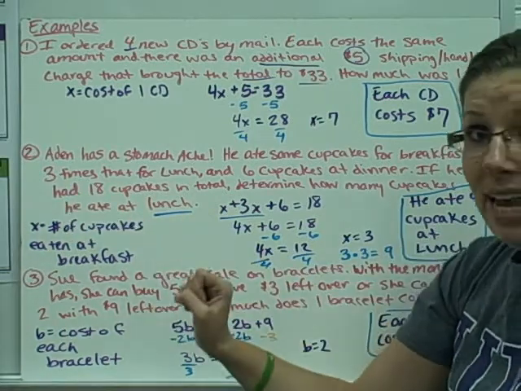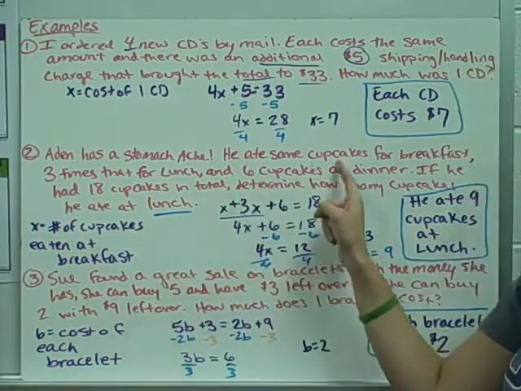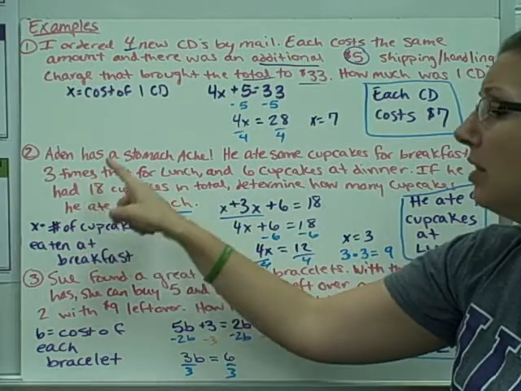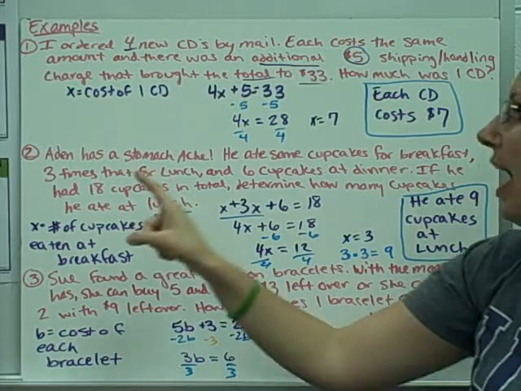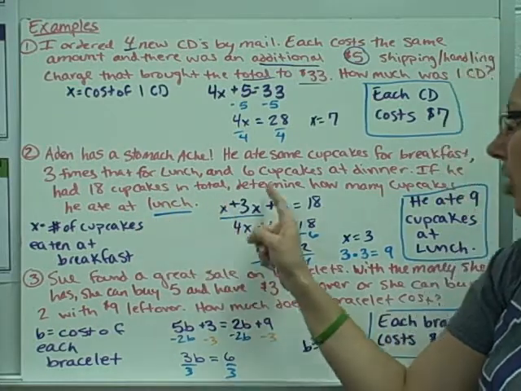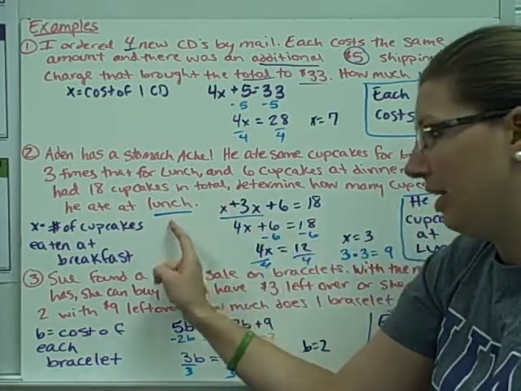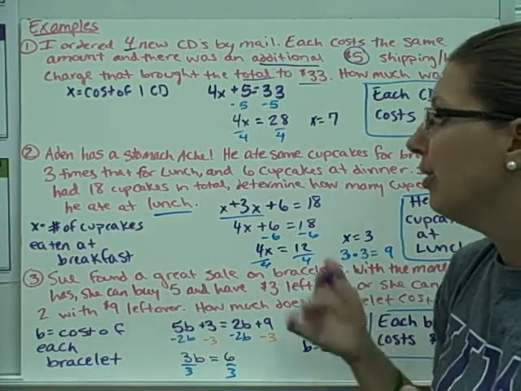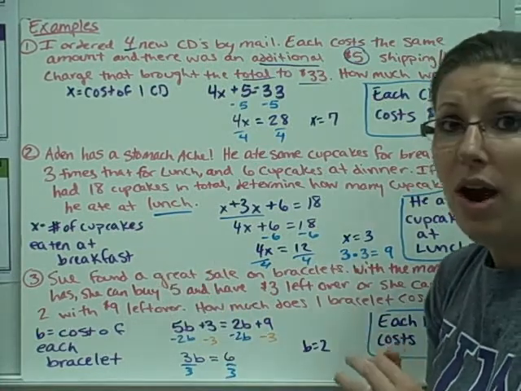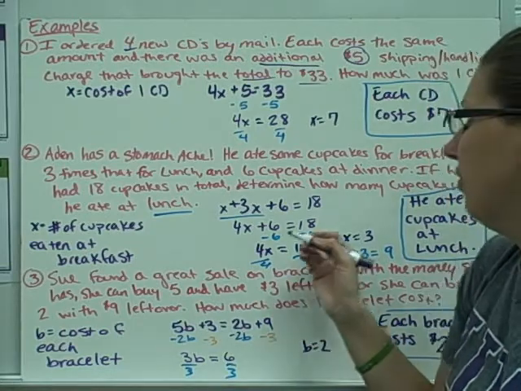Aiden has a stomach ache. He ate some cupcakes for breakfast, 3 times that many cupcakes for lunch, and 6 cupcakes at dinner. If he had 18 cupcakes in total, determine how many cupcakes he ate at lunch. That's important, at lunch. So let's go through and highlight or underline our important words and phrases.